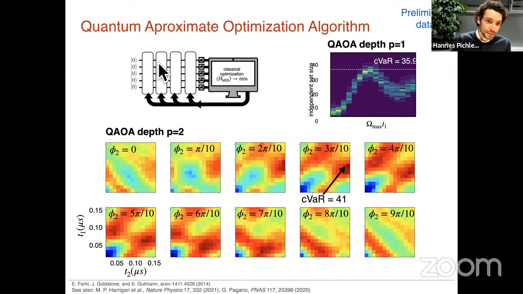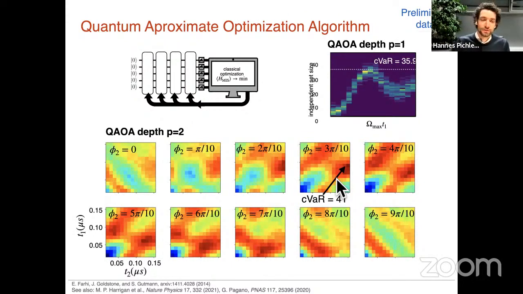If you add another layer, you can significantly improve on that. The best variational state that we get with a p equals 2 QAOA, which is a very short evolution time, in total just something like a few 100 microseconds, gives a conditional value at risk of 41. So you can definitely see an improvement from p equals 1 to p equals 2. It's still not yet at the level of what we get with an adiabatic sweep, but that's what you get for a very short depth QAOA.